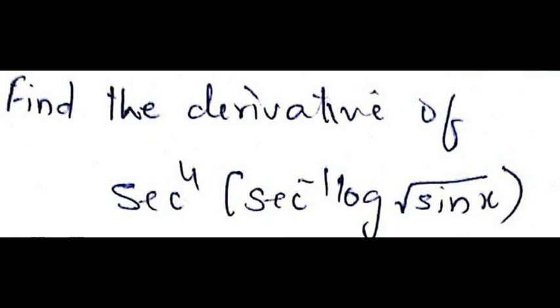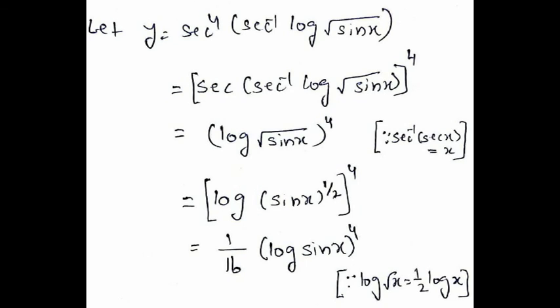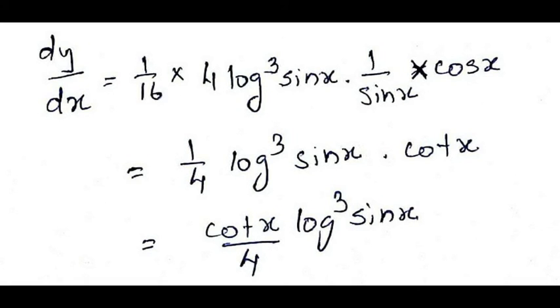Find the derivative of sec raised to 4 into sec inverse log root sin x. Sec of sec inverse log root sin x is also equal to log root sin x. And therefore, we get y is equal to 1 upon 16 log sin x whole raised to 4, and derivative is 1 upon 16 into 4 log cube sin x into 1 upon sin x into cos x, which is equal to cot x divided by 4 into log cube sin x.